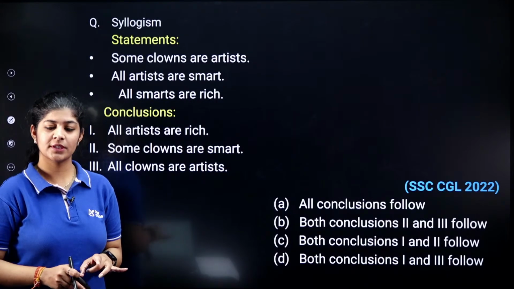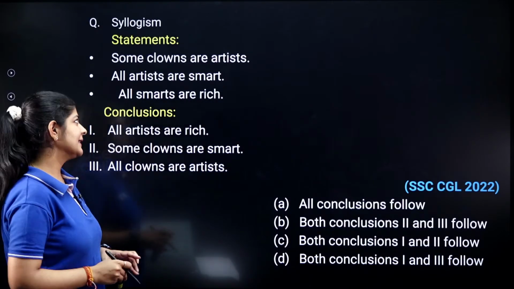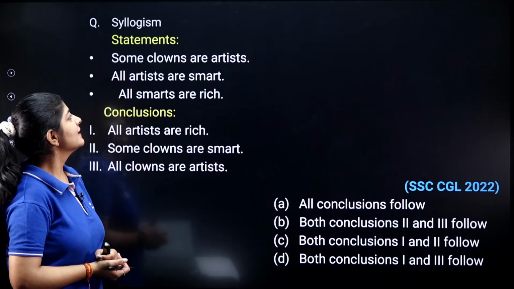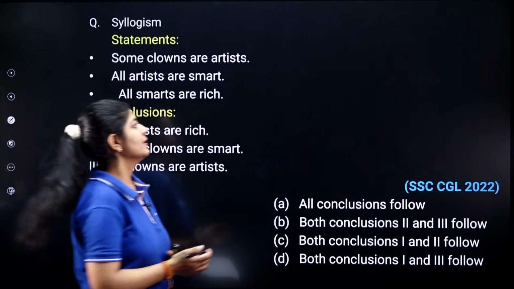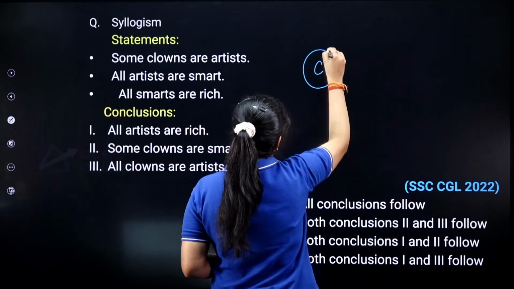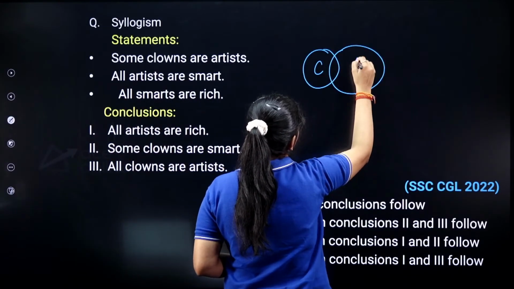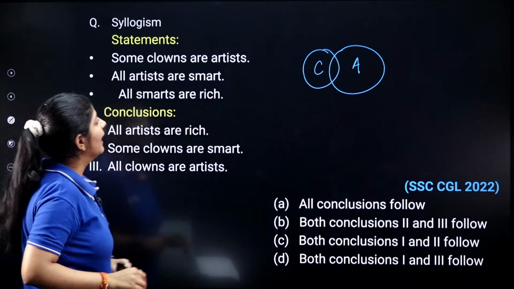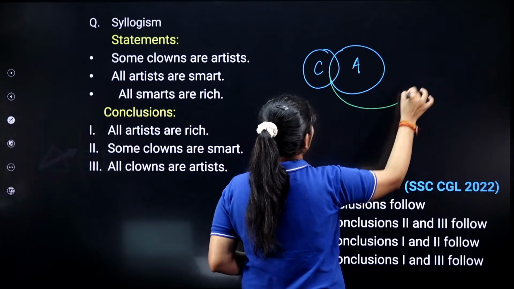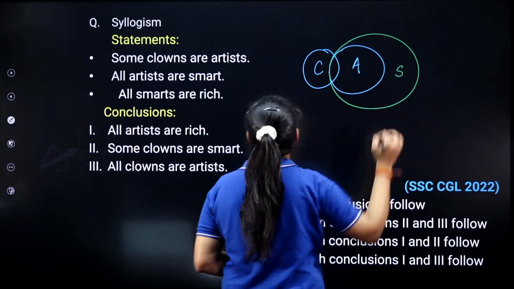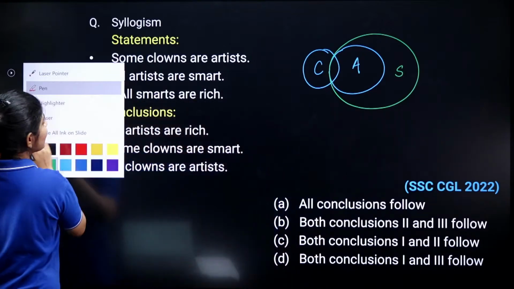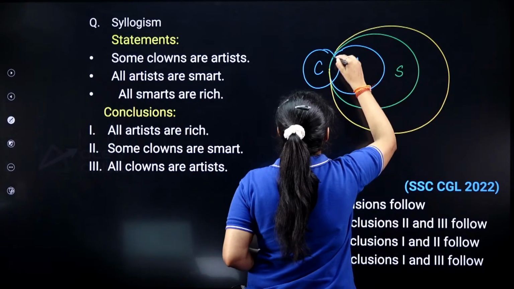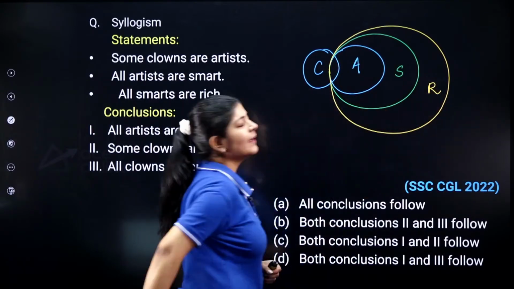Only 3 students. Okay, let's start drawing the basic diagram. So the question is saying that some clones are artists. Okay, some clones are artists. Right? Next statement. All artists are smart. All artists are smart. Next one is all smarts are rich. All smarts are rich. This is my basic diagram.